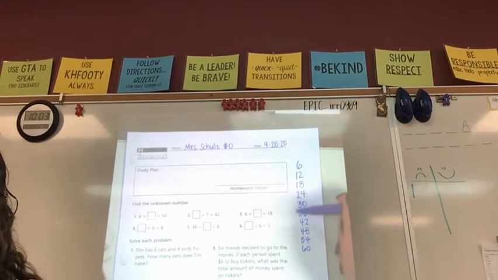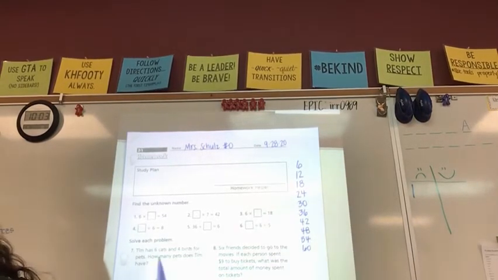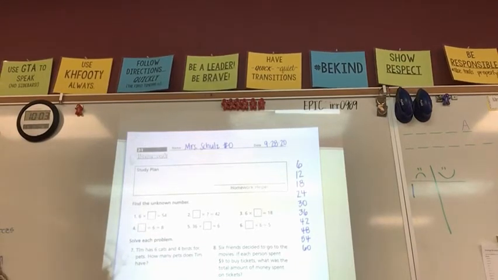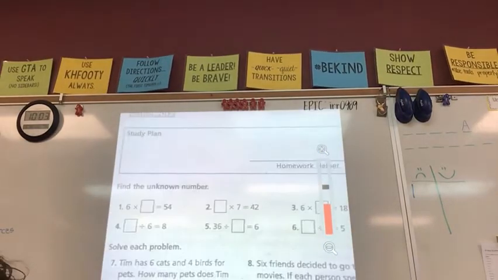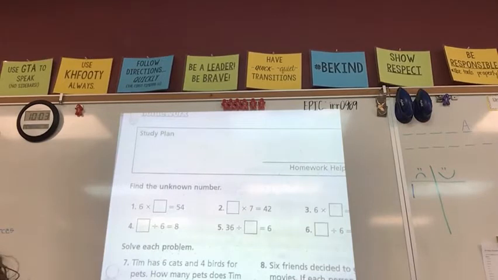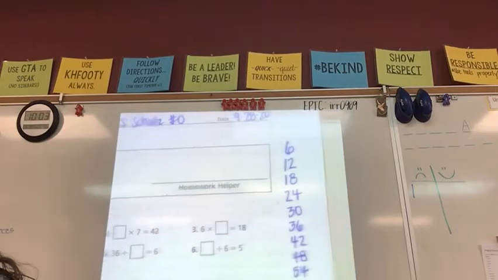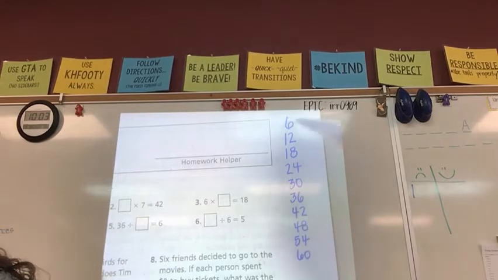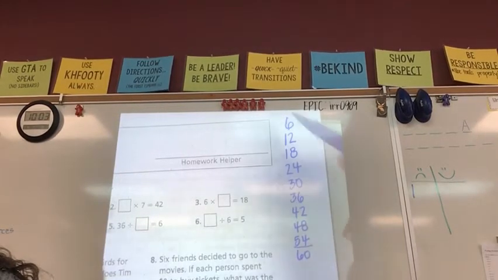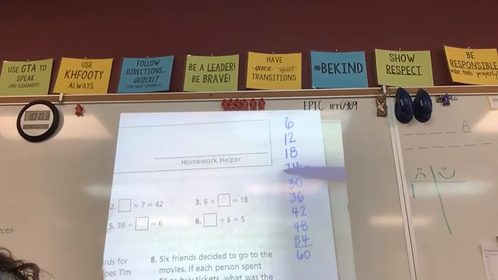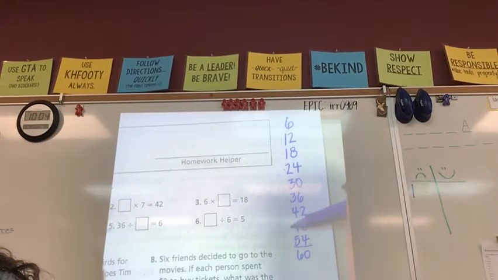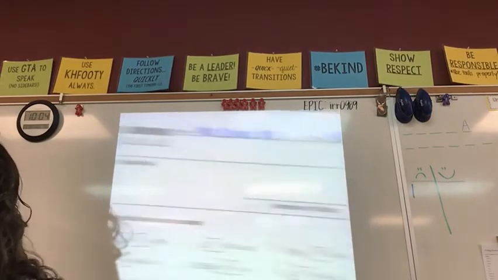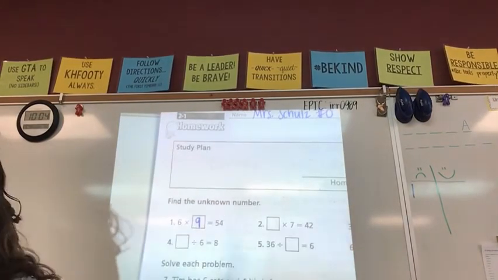I now have all of my 6 count bys listed, so I can use this as a resource for these if I don't have them memorized, okay? Let's go ahead and look at numero uno. 6 times what gives me 54? Well, I have my count by list over here, right? How many groups of 6 does it take to get to 54? Let's count. Here's my target, 54. 1, 2, 3, 4, 5, 6, 7, 8, and 9. So 6 times 9 equals 54.